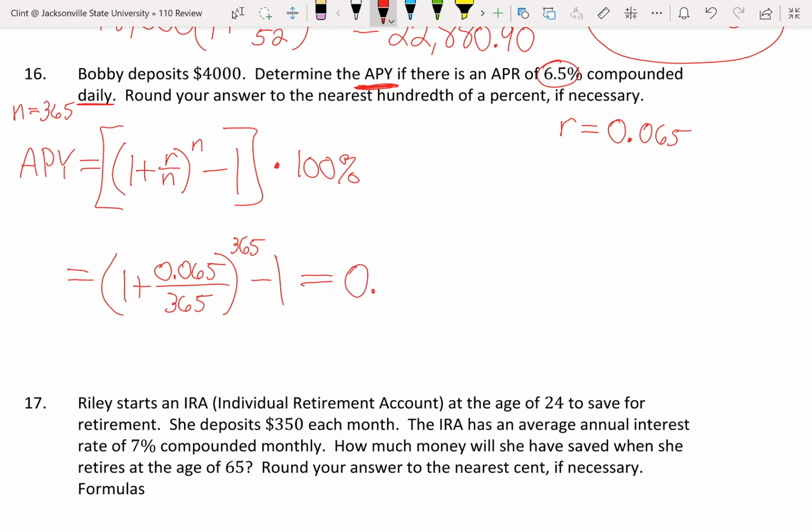That part, I get 0.06715 something. Then we want to change it to a percentage. And so we either multiply by 100 or just move our decimal place 2 times. And it says to the nearest 100th of a percent, that's 2 decimal places. So that'll be 6.72%.